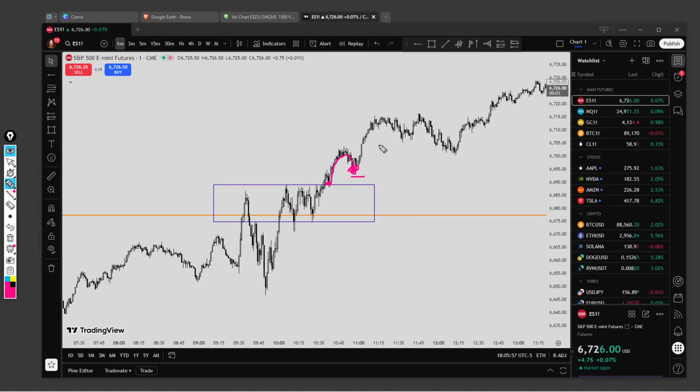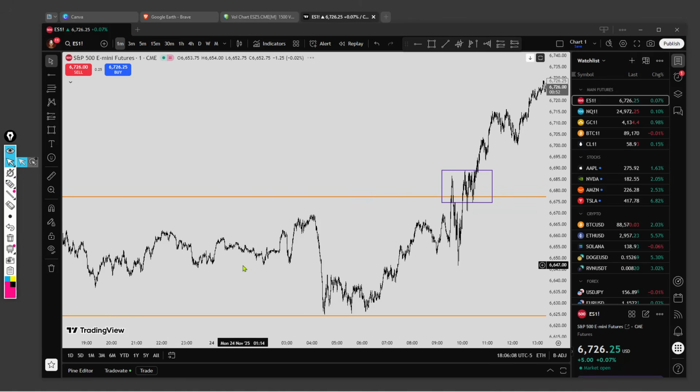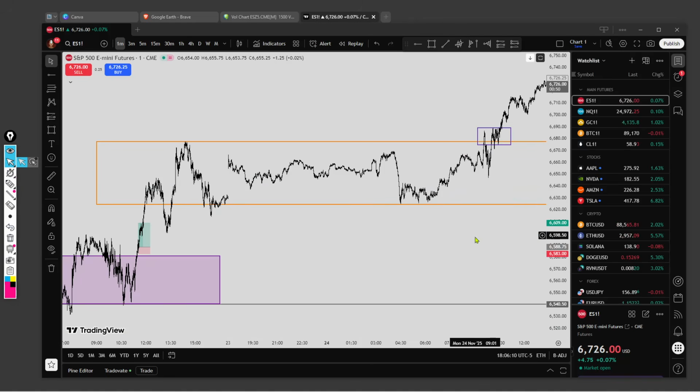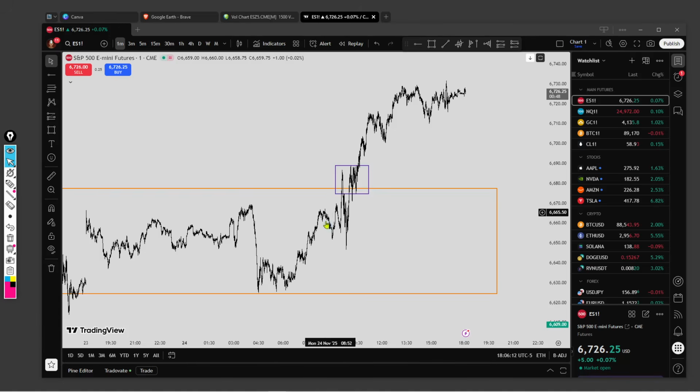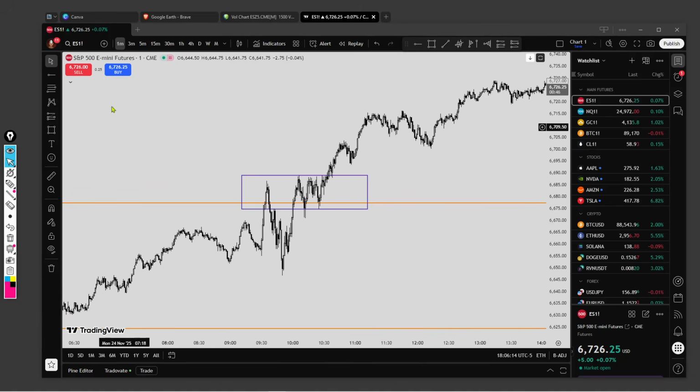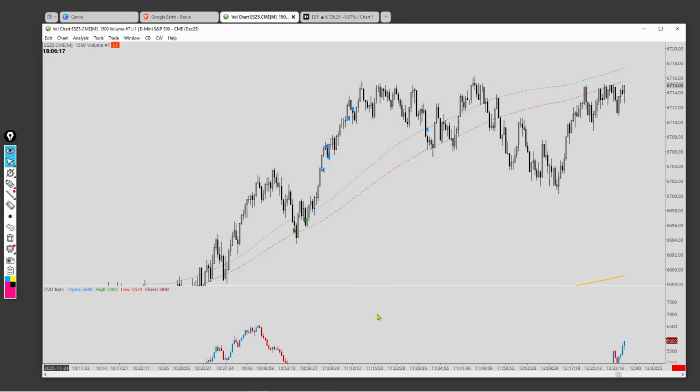I put my stop right under. I think it was 2 points or 2.5 points, something like that. And I started scaling out into this, and then eventually my trail got hit somewhere in here. But as you can see, I'm playing the larger fractal idea using a smaller fractal entry. You can see the trade right here.